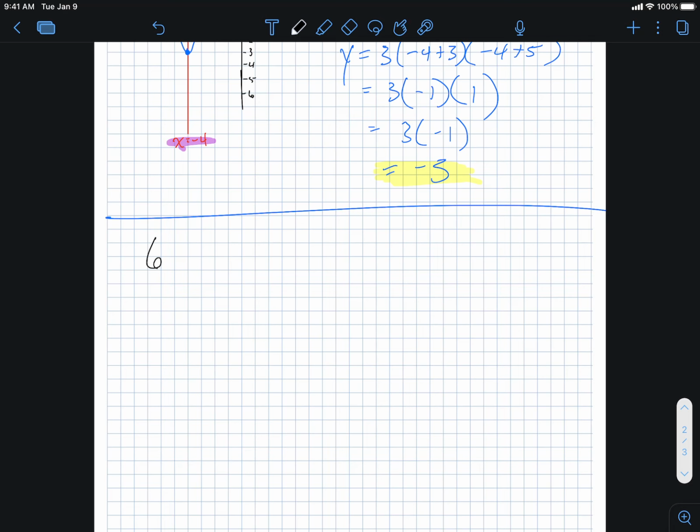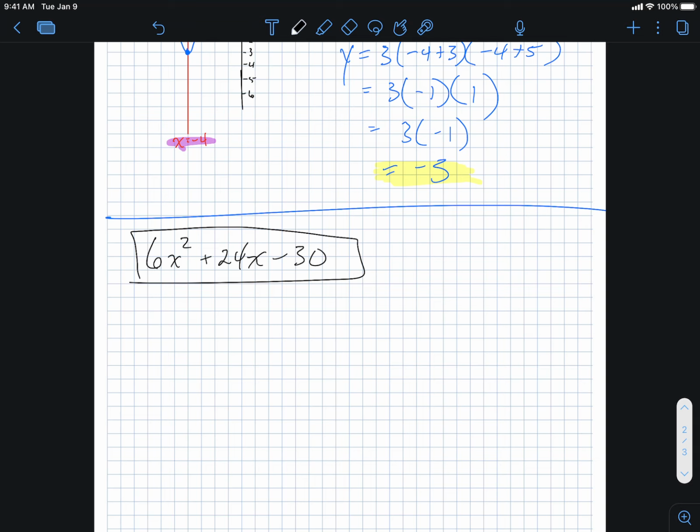So let's take 6x squared plus 24x minus 30. I know you guys can't see my screen. I'm just copying it down. Okay. And again, the question is going to say, graph this for me.